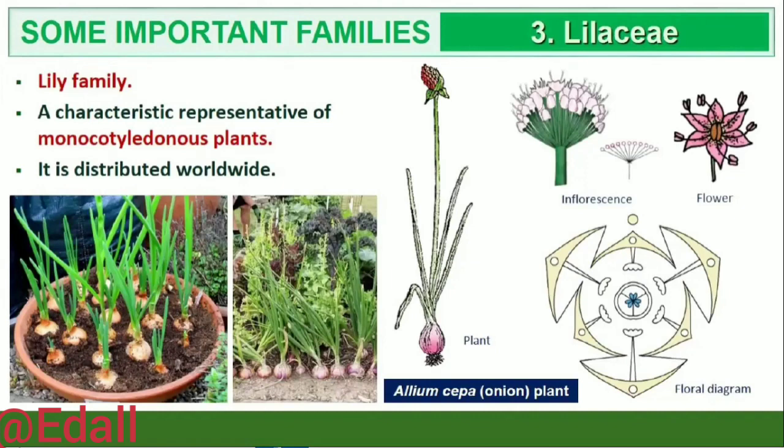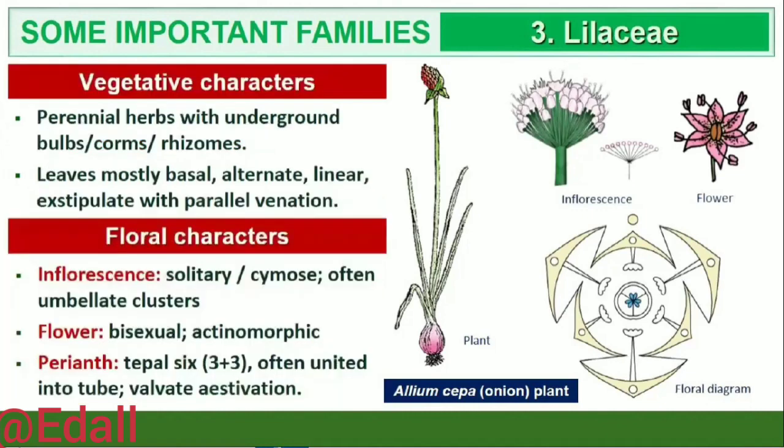5.9.3 Liliaceae. Commonly called the lily family, it is a characteristic representative of monocotyledonous plants. It is distributed worldwide. Vegetative characters: perennial herbs with underground bulbs, corms or rhizomes. Leaves mostly basal, alternate, linear, exstipulate with parallel venation.